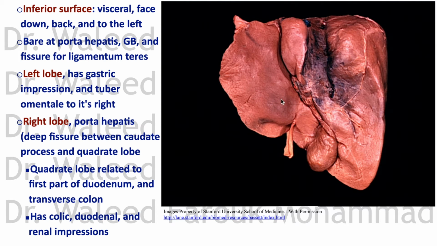Touching it is the lesser omentum, and below the lesser omentum is the pancreas. So the pancreas pushes this area of the lesser omentum against this area of the liver, which is called the tuber omentale.